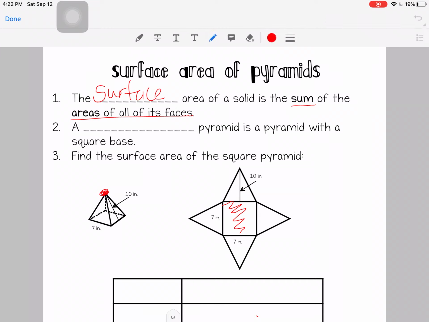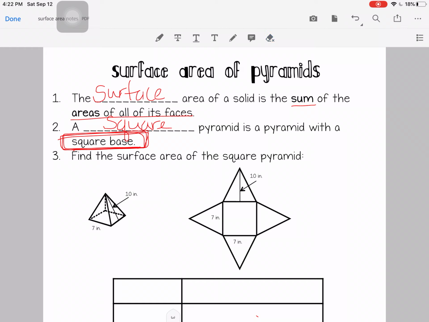A square pyramid, as I said, is a pyramid with a square base. So prisms are named by their base. Pyramids are also named by their base. So this particular pyramid, as I mentioned, is a square pyramid. So let's find the surface area of the square pyramid.